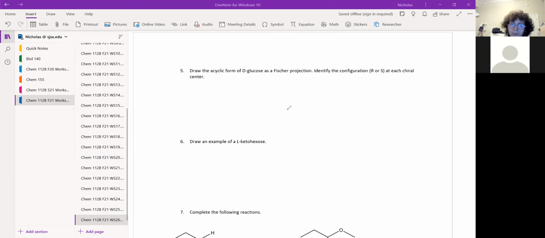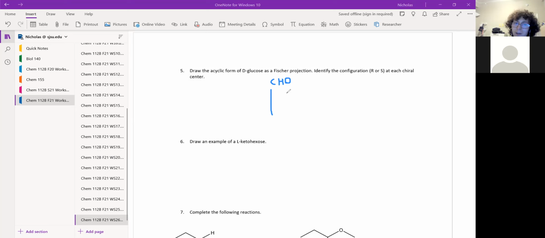So first, what kind of functional group does glucose have? Is it an aldehyde or a ketone? It's an aldose. So it should have an aldehyde at the top. No worries, just make sure to note it for the exam. So yeah, it's an aldose.